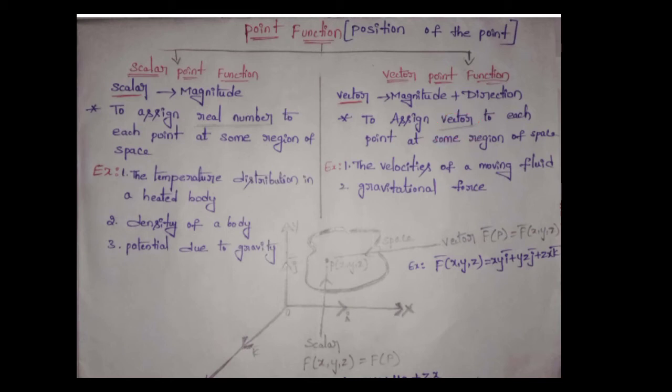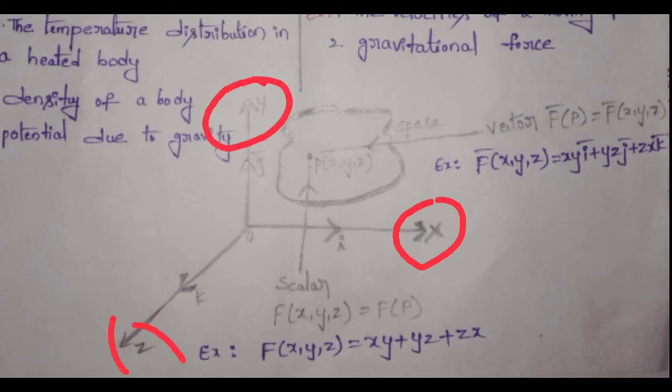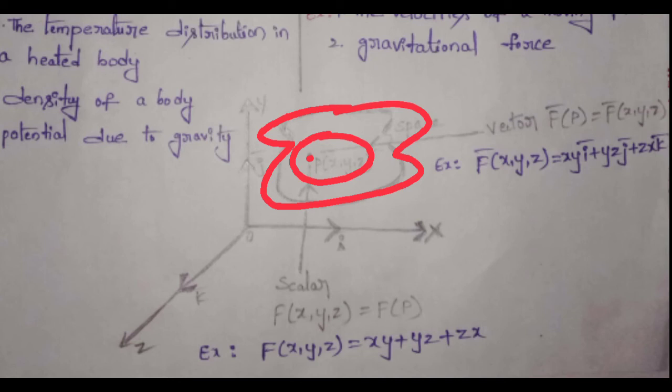See here, I consider three-dimensional space. Three-dimensional space means it has x-axis, y-axis, z-axis. Here i, j, k: i indicates x direction, j indicates y direction, k indicates z direction. This is a three-dimensional space. Here the point is P. The point has some special position. That means that is the position of a point. This position of a point is called point function.